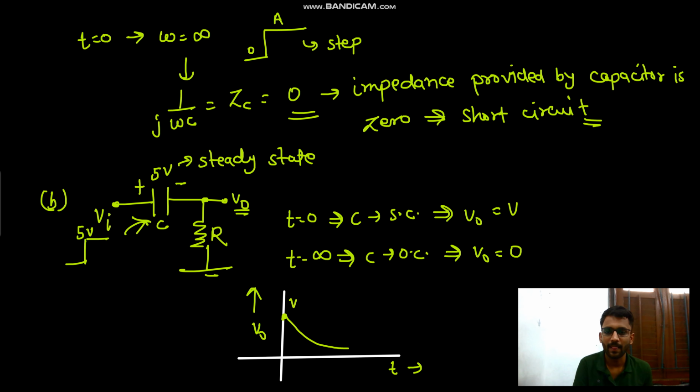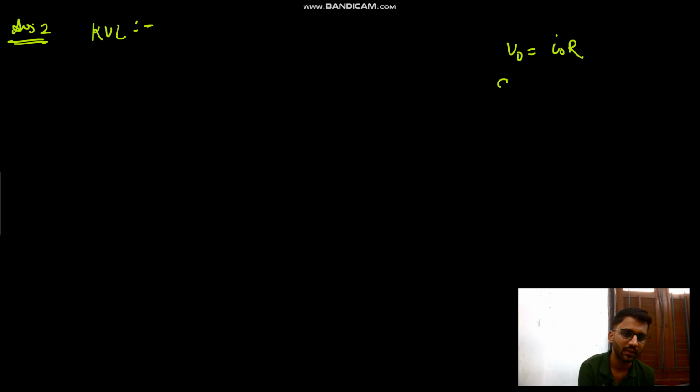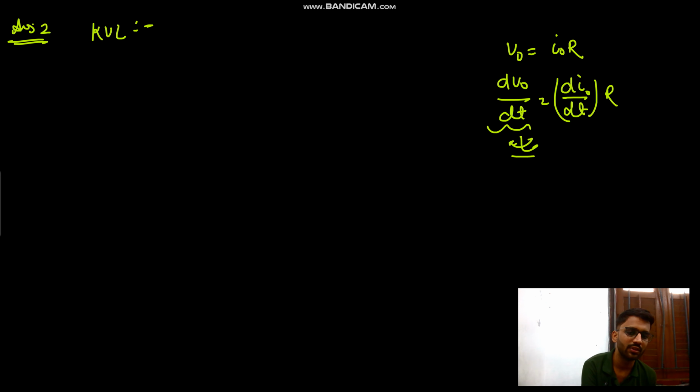Now the second question, the slope of output. For the slope of output, again apply the KVL equation here. You can think V naught equals I naught into R, so your dV naught by dt would be dI naught by dt into R. But now you don't know this value, so you can't apply this. So what you will do is simply apply the KVL equation.